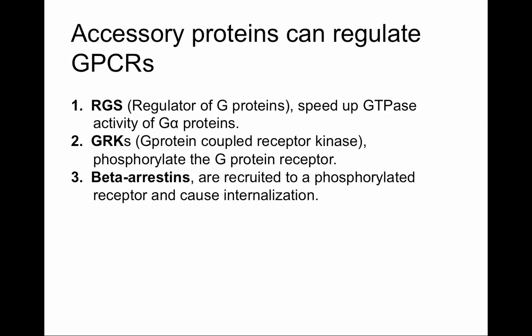As shown in this video, GPCRs come with many accessory proteins that regulate receptor function. To review, we have encountered RGS proteins, which assist in the hydrolysis of GTP to GDP, G-protein coupled receptor kinases, or GRKs, which phosphorylate the GPCR after it's been activated, and beta-arrestins, which are recruited to a phosphorylated receptor and cause receptor internalization.